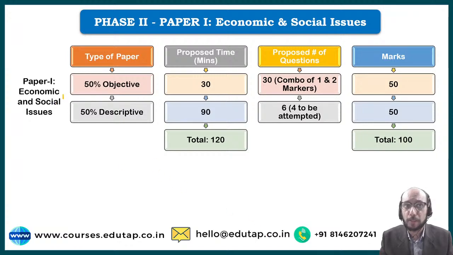It is going to be 50% objective, behave like Sehwag, try to maximize over here. This is 50% descriptive, behave like Dravid. Do not lose your wicket in this paper. You will have 30 minutes to maximize marks, 90 minutes to survive.